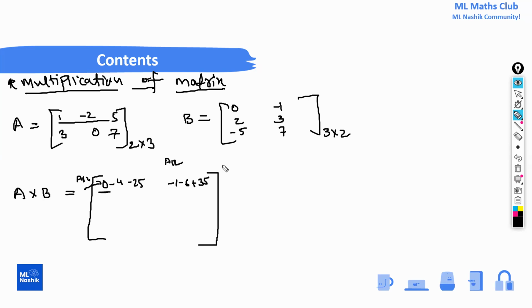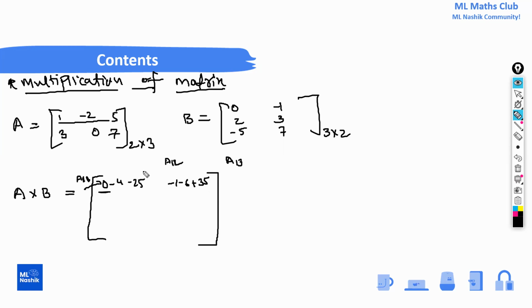Now students, understand one thing. This is your first element, A11. This is your second element, A12. Similarly, I have not left any space for the third element. Why? Because there will be no A13 element in this matrix.